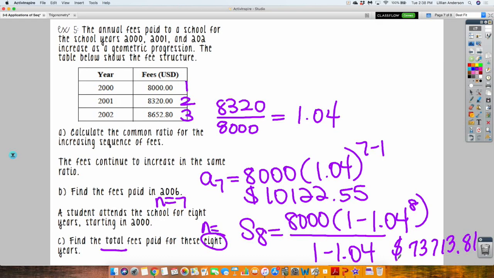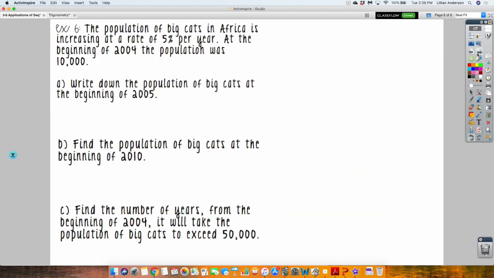$73,713.81. Questions on this? The ones that involve years do kind of affect how you look at N, okay? So be very cautious on those. But whatever you decide, you have to stay consistent throughout the problem, all right?